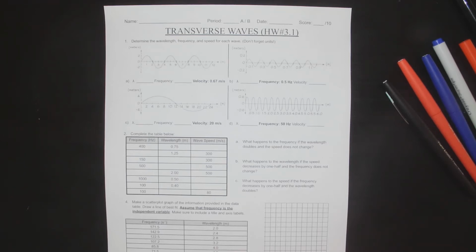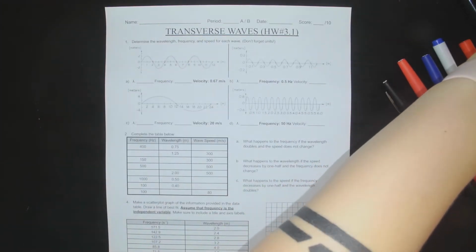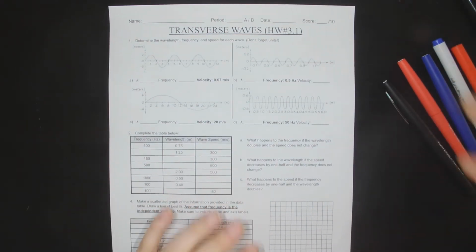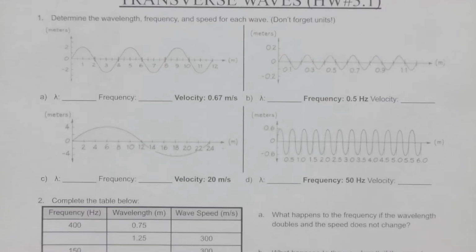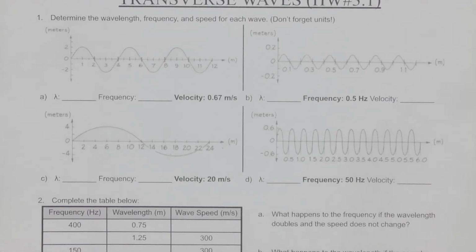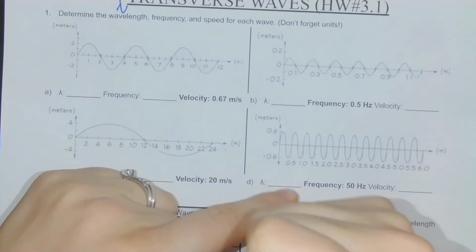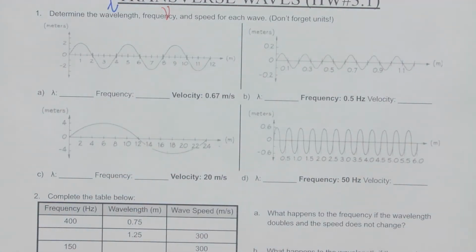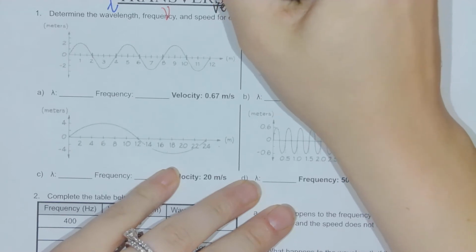Alright, so this is the video for homework 3.1, Transverse Waves. So, let me zoom in. So these are just general waves, like a snake on the concrete. We're going to determine the wavelength, which I do in blue, the frequency, dabbing, and the speed, or another word for speed is velocity, so letter V regular.